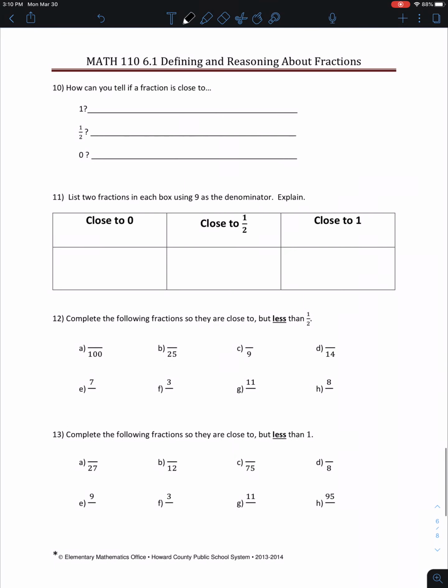And so now let's take a look at number 10. How can you tell if a fraction is close to 1? This one I would kind of ask everybody in class. Unfortunately, we can't yell back answers at the moment. But what we're looking for is when the numerator and the denominator are almost the same number.